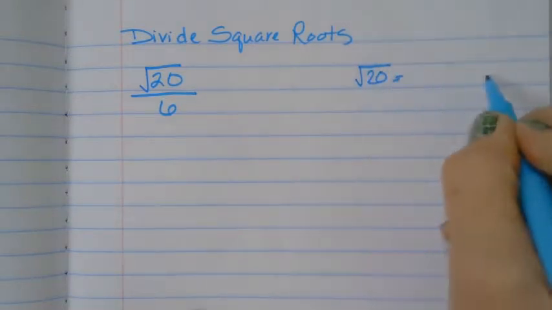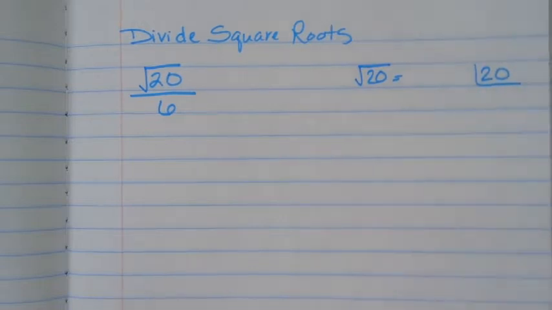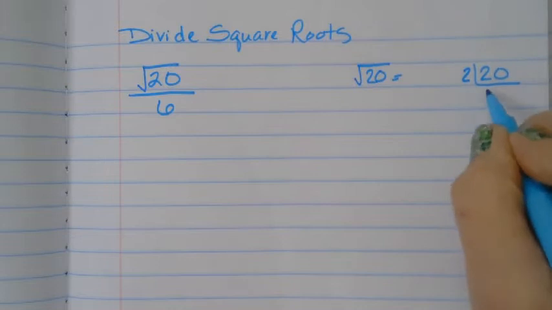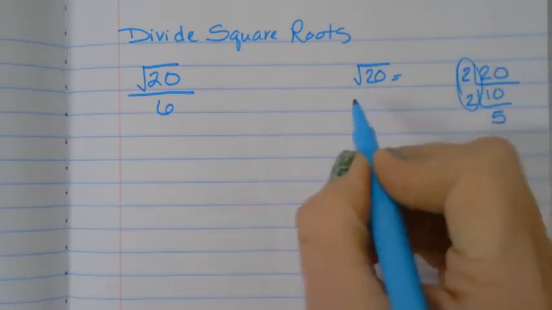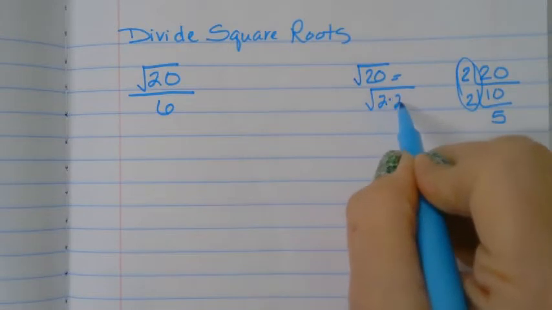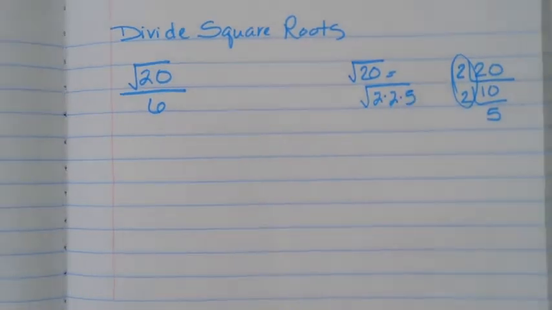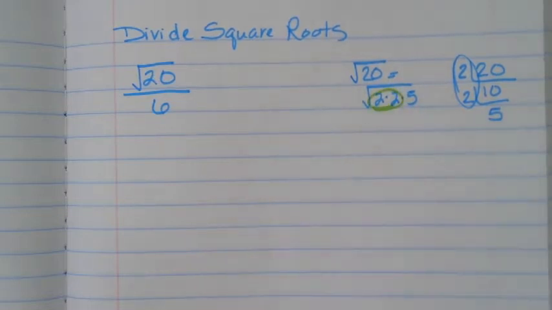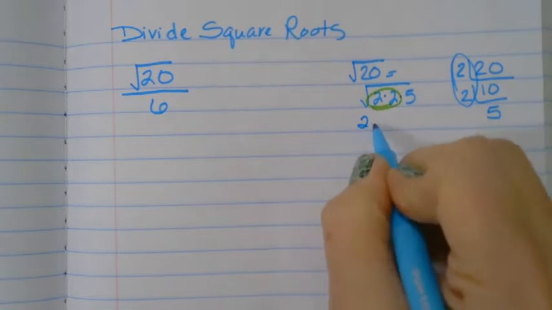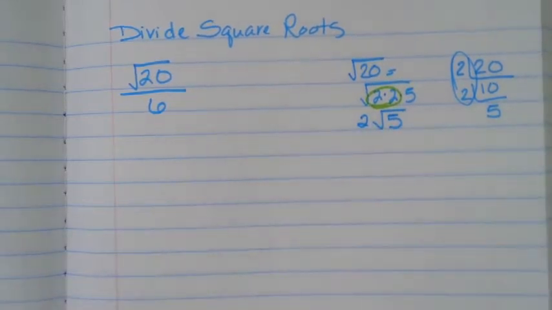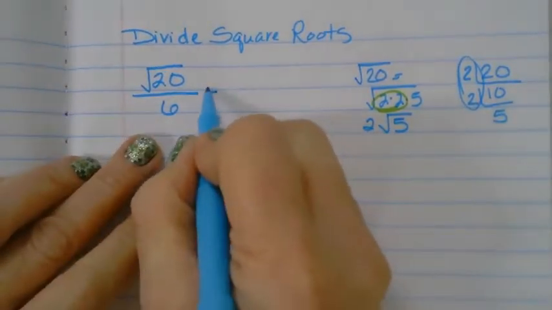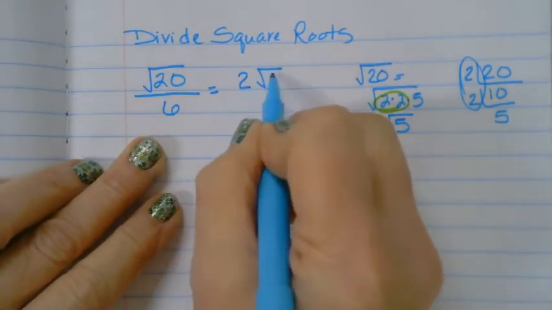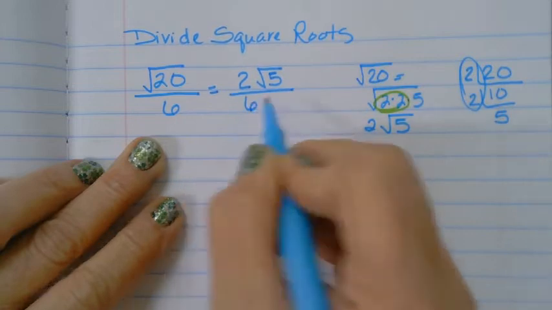So the square root of 20, do our factor ladder. You go ahead and do it while I do it up here. So it looks like the square root of 20 should be 2 square root of 5. You guys good with that? So let's replace the square root of 20 with 2 square root of 5. It's over 6.